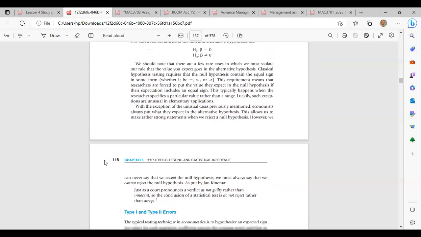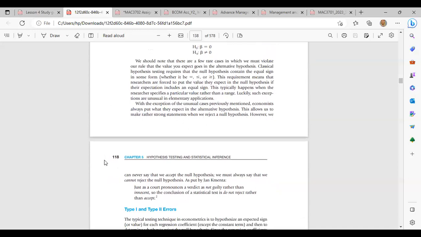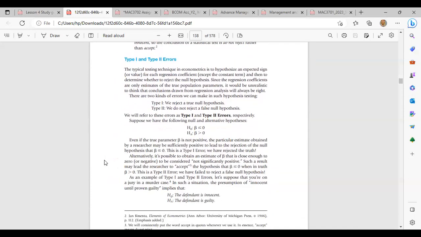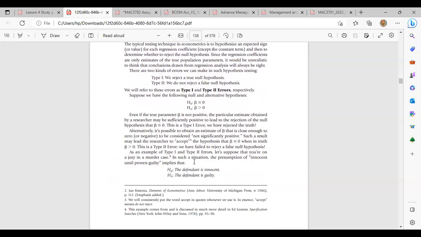Okay, maybe let's look at this example. All right, now let's pick it up from here. Type 1 and type 2 errors. I like this example here.